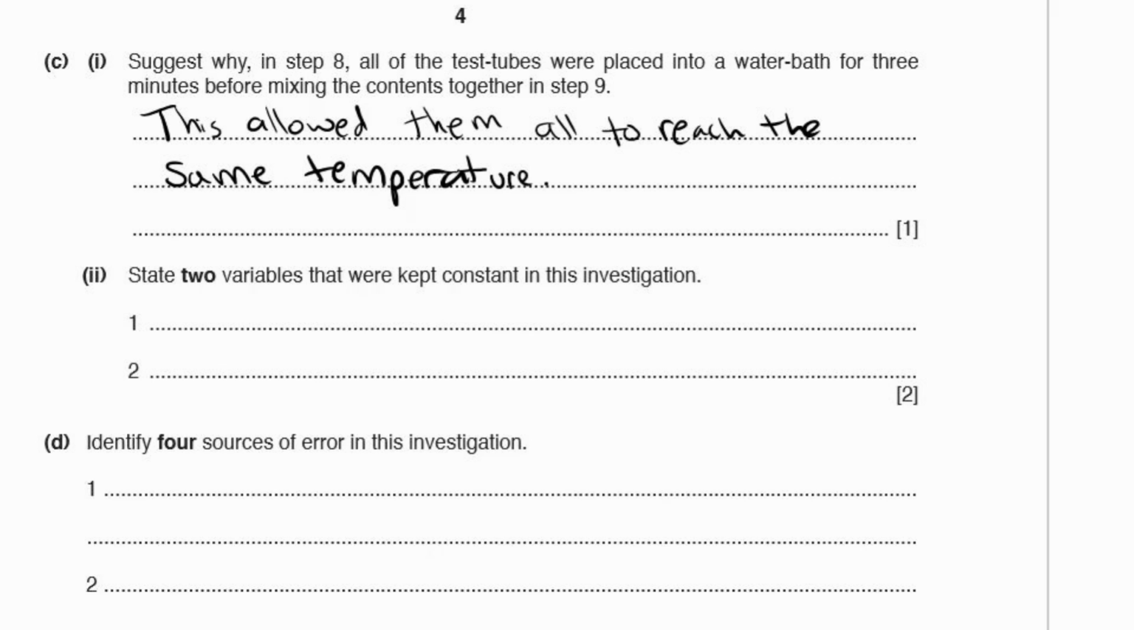C2, state 2 variables that were kept constant in this investigation. There are obviously many variables that are kept constant, but they only want 2. If you put more down, then if any of them are not perfect, if they're not exactly what they're looking for, you will lose a mark. They cancel each other out. So only put down the number that it asks you to put down. Okay, so the 2 that I put down were volume of milk and the concentration of enzyme.